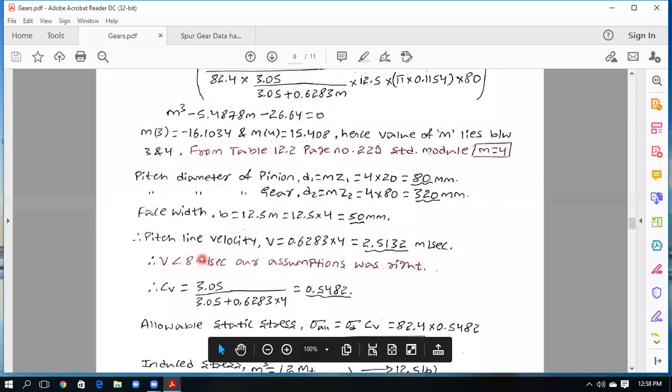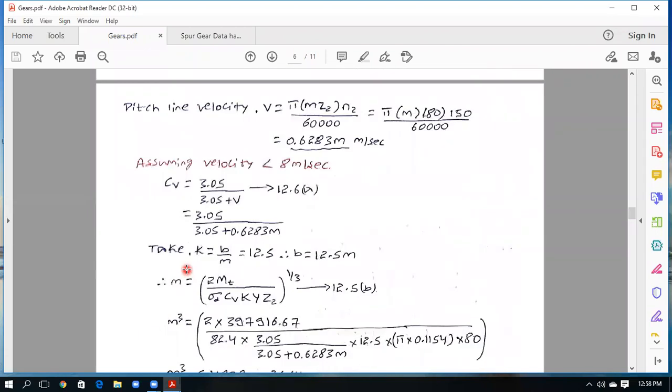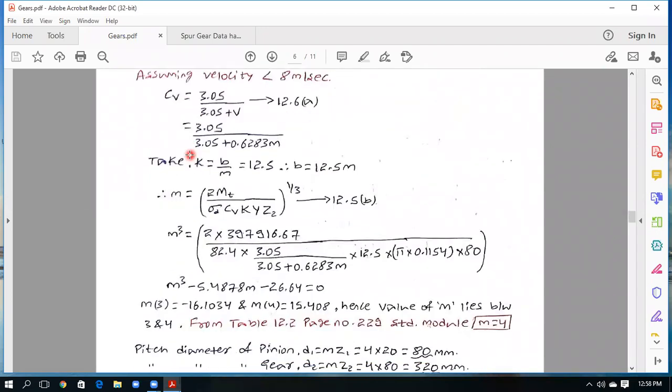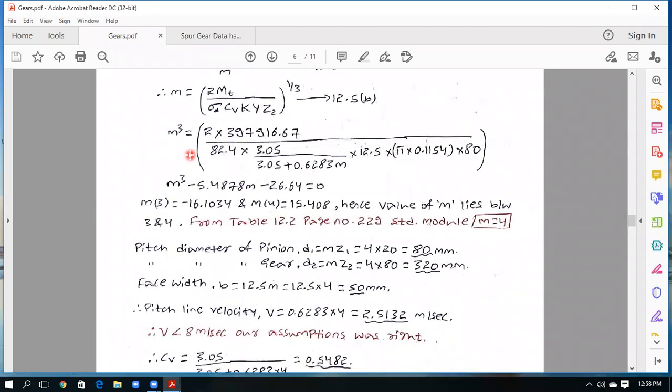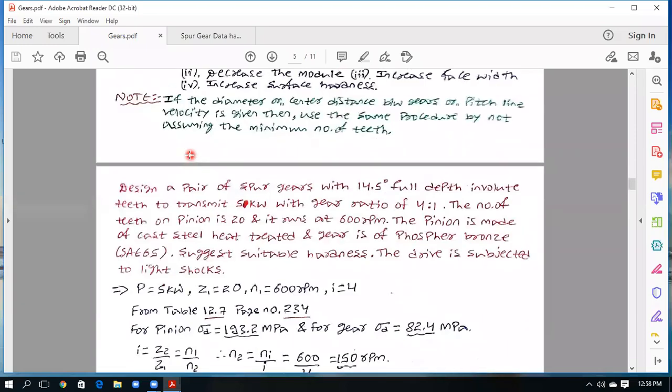Otherwise, in some cases, you might get a velocity greater than 8. At that time, it means the assumption you have made here is wrong. If the velocity is more than 8, you have to take the next formula to find that velocity. Otherwise, I will show you that procedure.